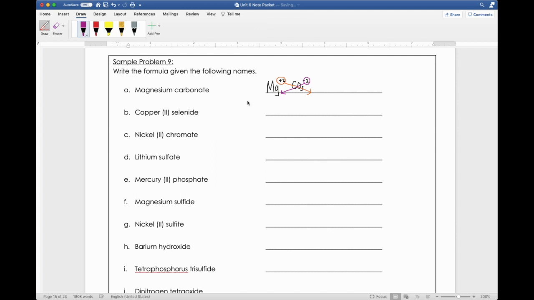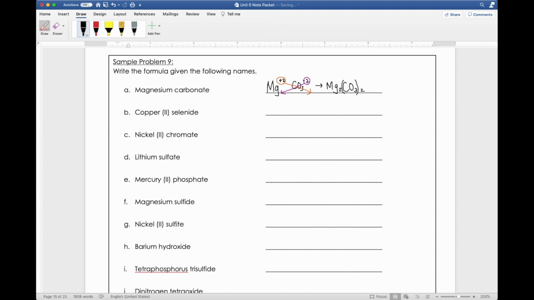So when you write this formula, we get Mg, for magnesium, and this 2 comes down, so it's Mg2. And then I have carbonate, CO3, but there are 2 of them, so this 2 comes down. Now, we do have to write this carbonate in parentheses to show that there are 2 of this whole entire group. If I didn't include those parentheses, it would look like I had 1 carbon and 32 oxygens. That would be a really crazy compound.